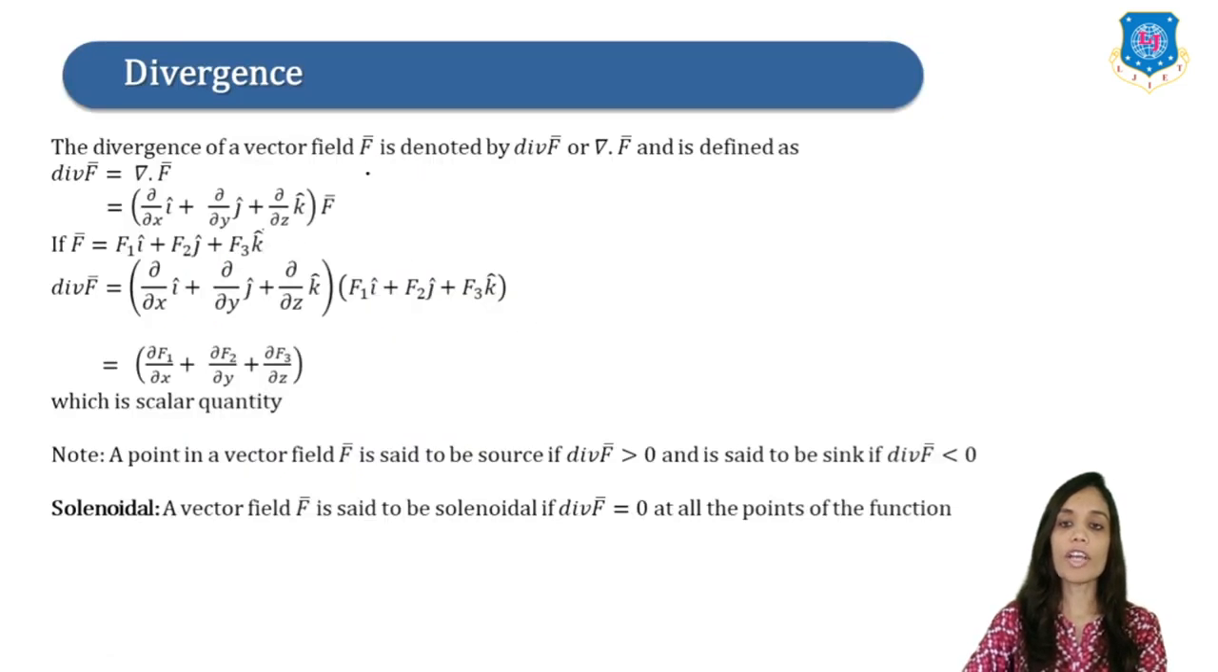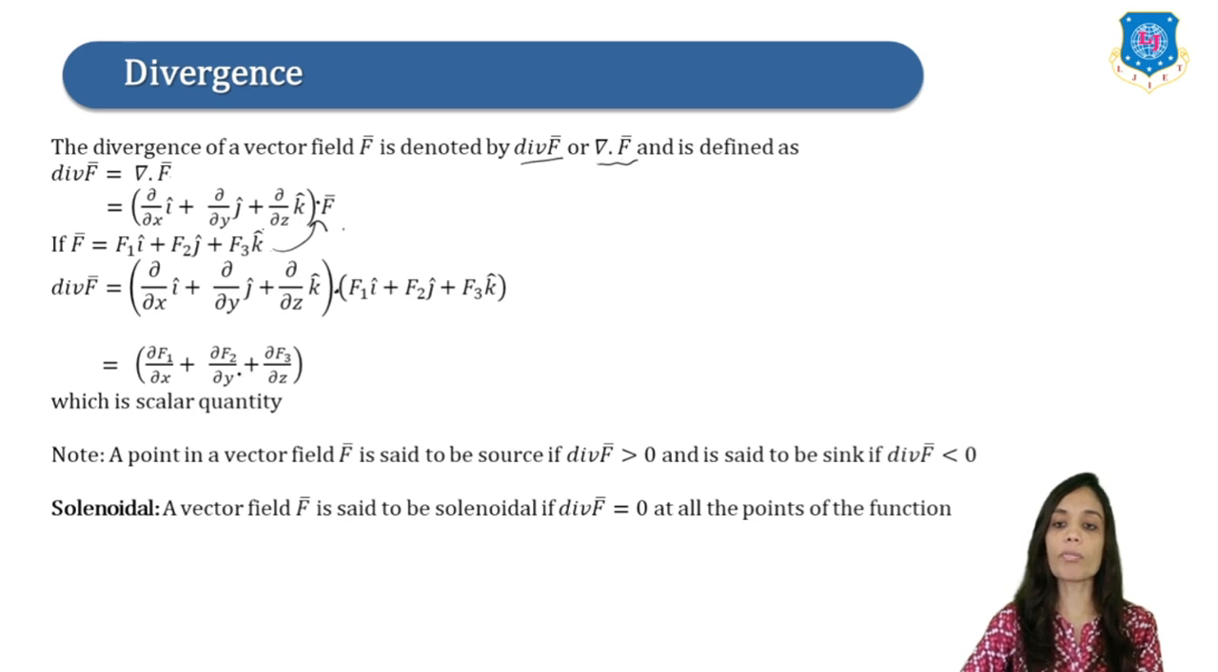So let us start with divergence. The divergence of a vector field f bar is denoted by div f bar or del dot f bar. Here it is a dot product and is defined as divergence of f bar equals del dot f bar. Now we know what our del is: del by del x i cap plus del by del y j cap plus del by del z k cap, dot f bar. Now we assume our f bar as f1 i cap plus f2 j cap plus f3 k cap. Put this over here and do the dot product.